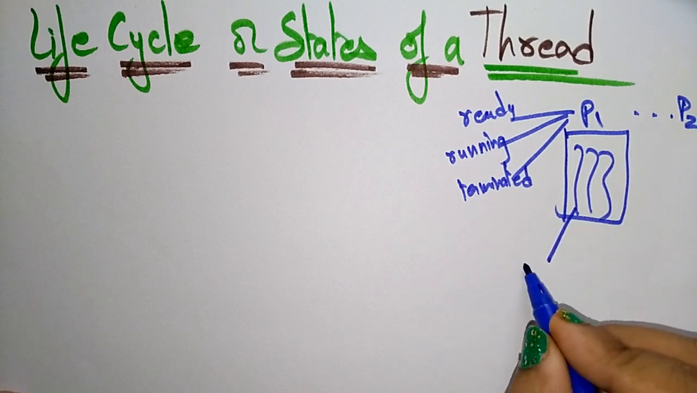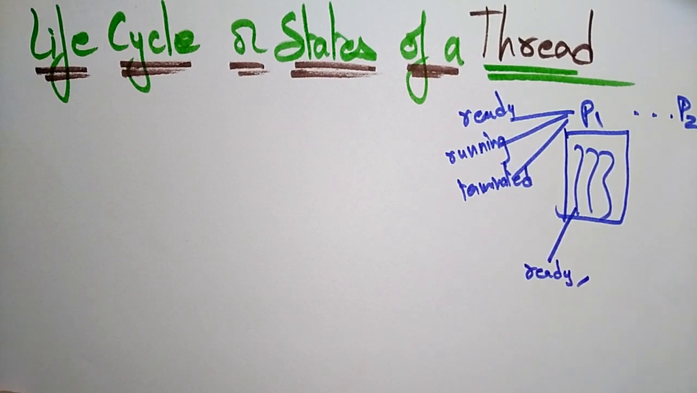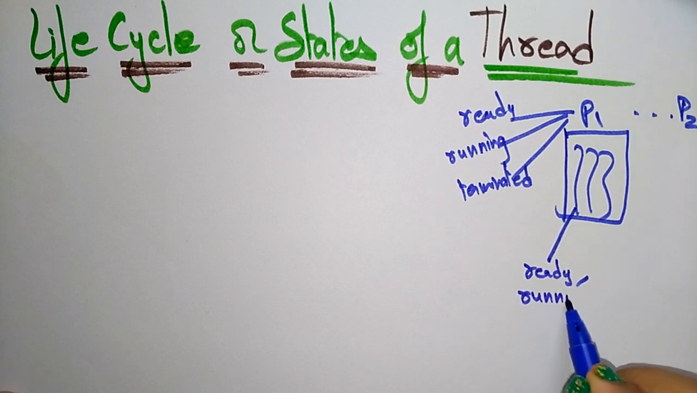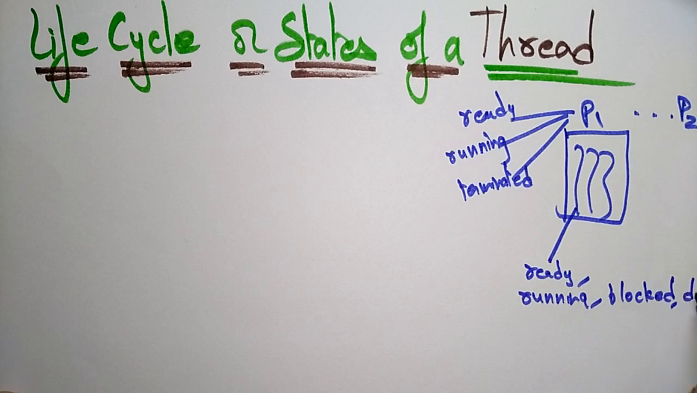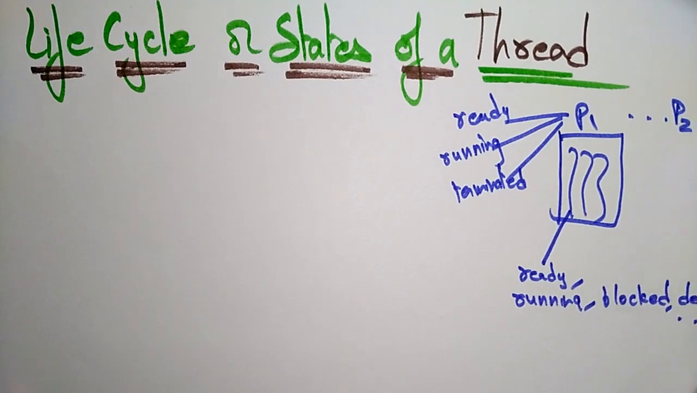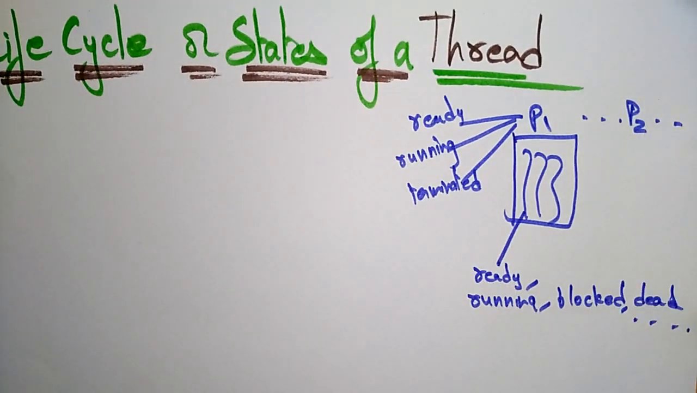A thread may be in the ready state, or the running state, or the blocked state, or the dead state. Just like a process, the thread also changes its states based on the conditions, the usage of the users, and the requirements of the users. The thread state will be changing.